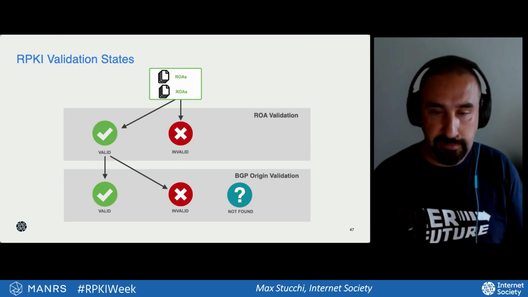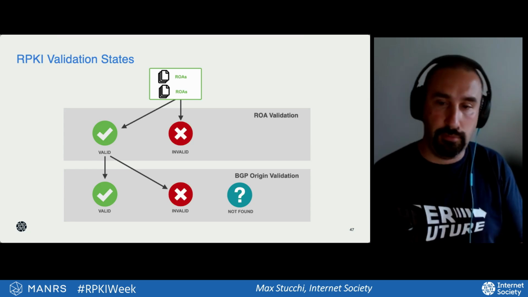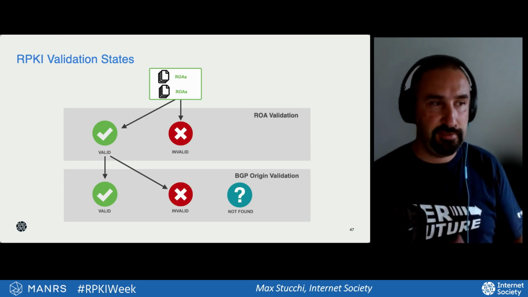And how do you get there? You get there by matching BGP announcements with what's in the ROAs. And the two things have to match.